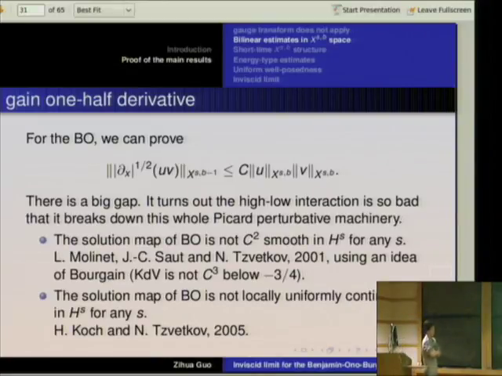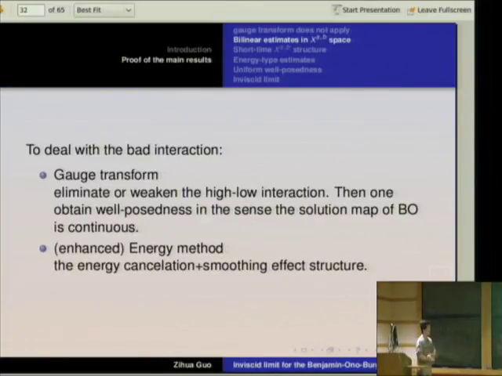Actually, this interaction is used to show the ill-posedness result. So it's not C2 smooth, or it's not locally uniformly continuous. Okay? And to deal with the bad interaction, basically you use the gauge transform or use the energy method. Because in the energy method, you need to multiply some function on both sides of the equation, then integrate by parts. So you can let the derivative fall on the low frequency component. That's the whole point of the energy method.